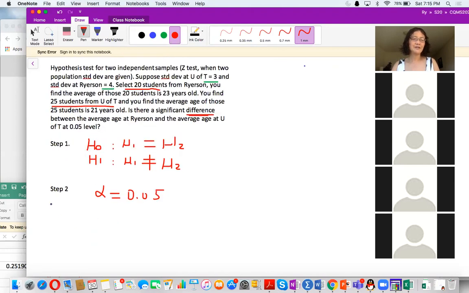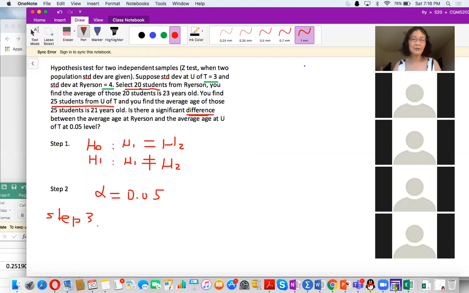And step 3, usually it is calculate the test statistic. Remember the test statistic is just a formula, okay? And usually it is a t-test or z-test. So far, you do not have any other test. So far, you learned either t-test or z-test. Remember the difference between t-test and z-test is that when population standard deviation is given, you use z-test. When population standard deviation is not given, you use t-test.